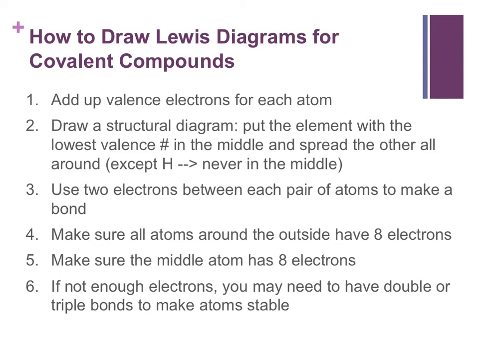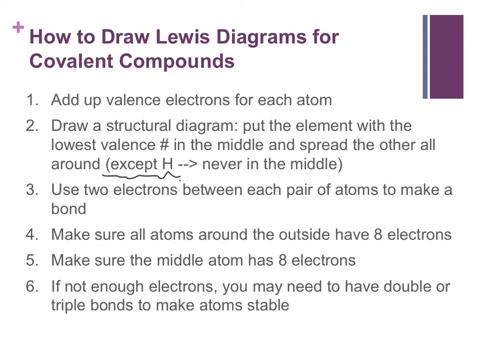And there is a set of rules that we need to follow when we are drawing Lewis diagrams for covalent compounds. The first thing that we want to do is add up all the valence electrons in the compound for each atom. We're then going to draw a structural diagram. And the way that we're going to do this is we're going to put the element with the lowest valence number in the middle, and we're going to spread all of the other atoms around it. The only exception to this rule is hydrogen. We never put it in the middle.